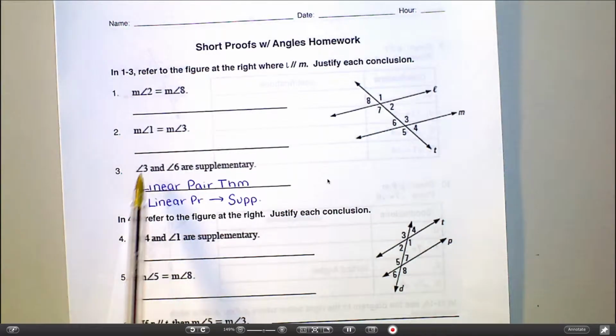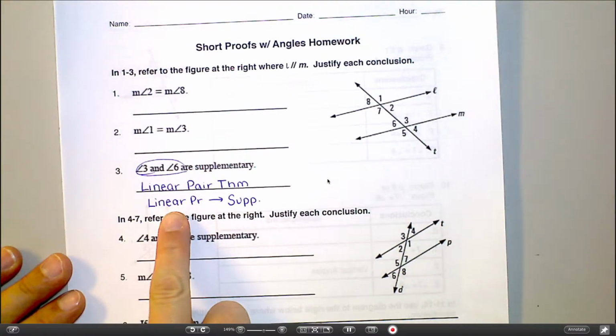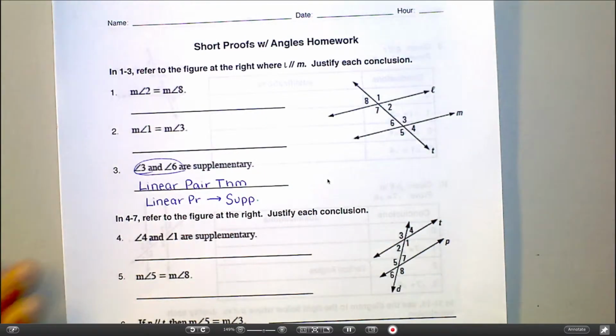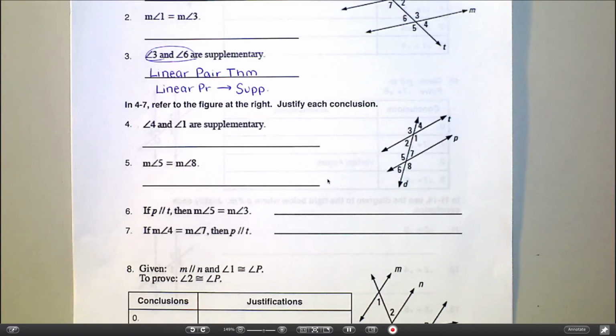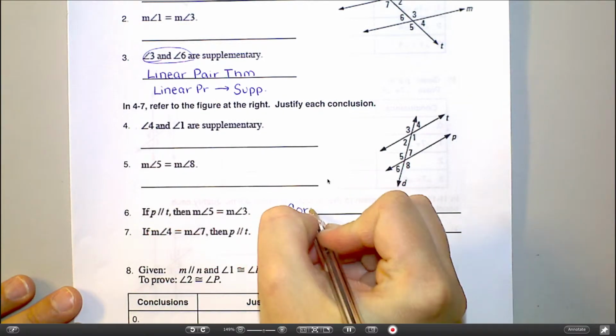So look at this connection. We have angles 3 and 6, which are a linear pair, and we can conclude that they're supplementary because of that linear pair theorem. Okay, Jackson? Problems 6 and 7? Yeah. Okay. What do you have down for number 6? Jake? Corresponding. Okay. This is the corresponding angles postulate.